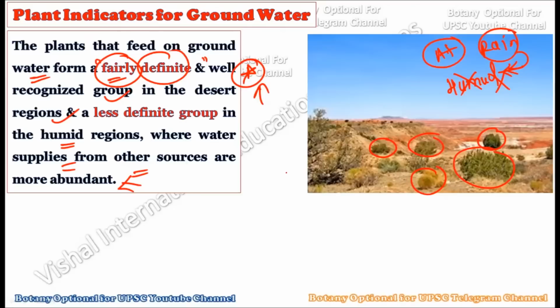So in a desert, whatever plant species are there, the majority of them are less definite, and some of them are fairly definite, and we should go for this fairly definite group, which is totally or maximally dependent on the groundwater, and they do not use other sources of water to complete their life cycle, or simply they do not have the ability to get water from other sources, but they are maximally dependent on the groundwater.